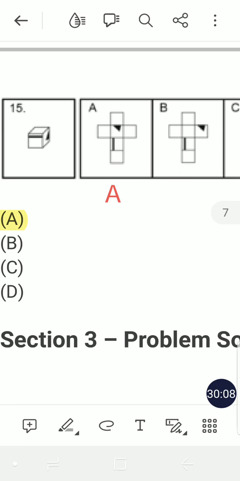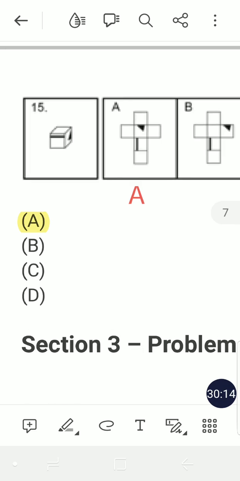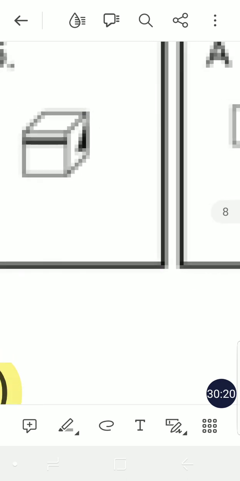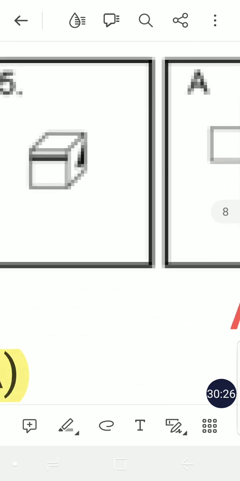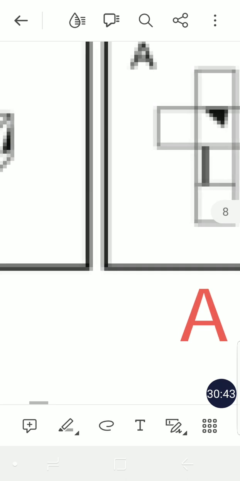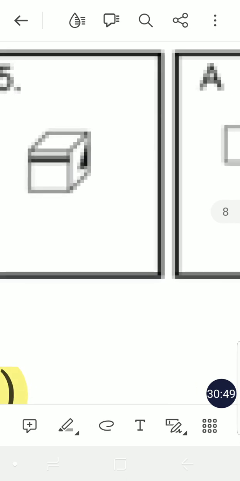Number 15, last question. Correct answer is A. So the way I answered this is I look at the horizontal line and the triangle. So here they're right beside each other, but the triangle is located a little bit on the other side. They're not right beside each other right away, the line and the triangle, the shaded line.